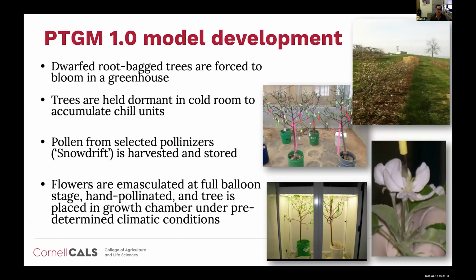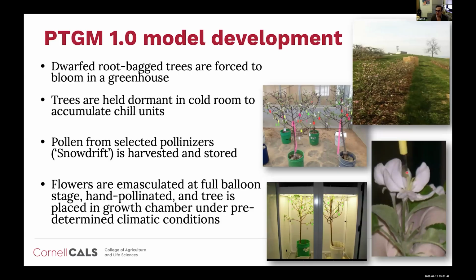So the original pollen tube model 1.0, they had all of these trees grown in root bags. They would dig them out, put them into a refrigerated truck to get chilling hours, and then put them into a greenhouse to get enough growing degree hours to start to grow. Once the buds started to form, they would do what an apple breeder would do: open up the petals, emasculate the flowers, and then hand pollinate.